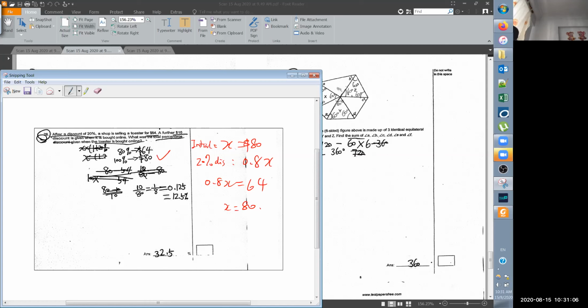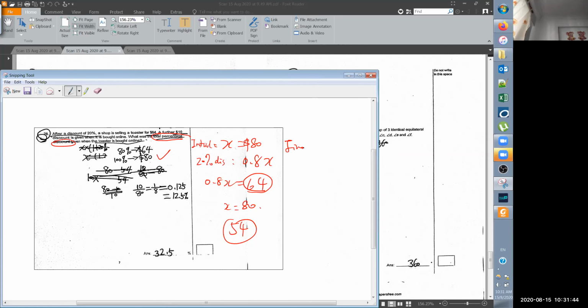Okay, let's say a further $10 discount is given when it's bought online. So what was the total percentage discount given when the toaster is bought online? What you need to do is a further $10 discount. So your $64, the person did not need to pay 64 because there is a further $10 discount. So the person only pays 54, right? So how do you get the total percentage discount? Same thing, just use the final minus initial, divided by initial.